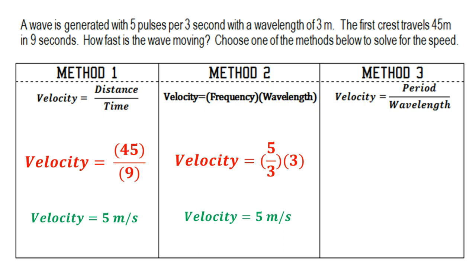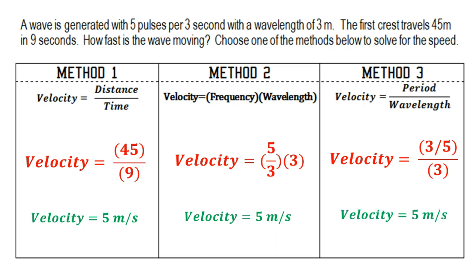Now this is for scenarios where you're not told this is a frequency, not told this is the period. You need to know that frequency is a ratio of pulses per second. The period's the exact opposite. It's seconds per pulse or wave. So if we had 5/3 for our frequency, our period is 3/5, or 3 divided by 5. So velocity equals 3 divided by 5 over 3. The wavelength's the same. 3 divided by 5 divided by 3 is going to give me 5 meters per second again. Either method, as long as we're dealing with the same exact wave, is going to give us the same exact velocity.